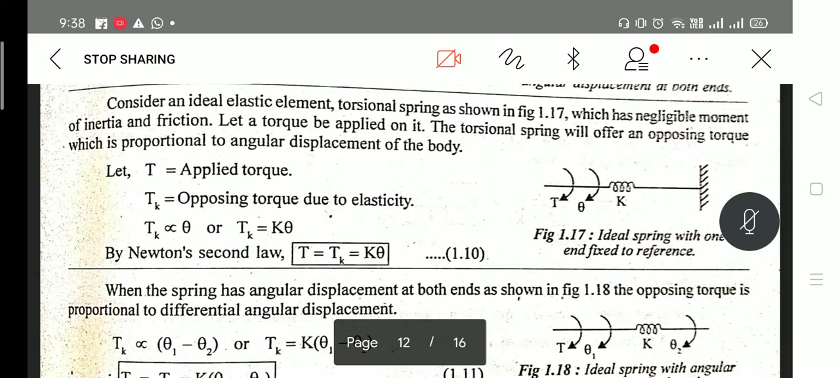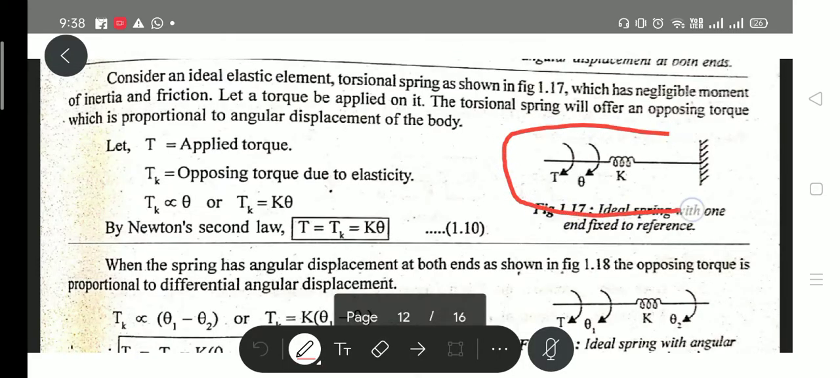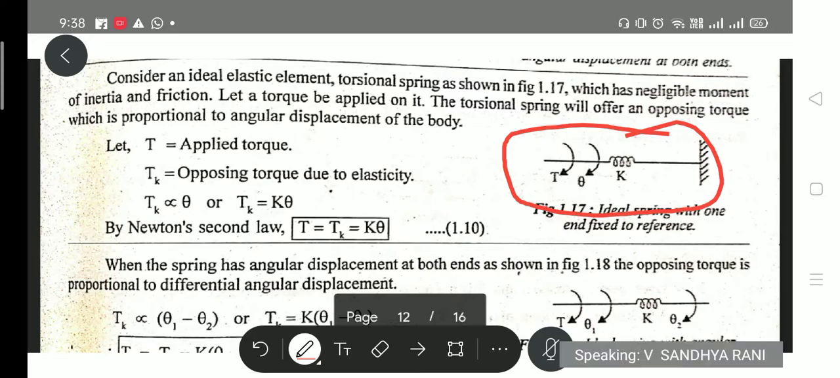Next one is the spring. How to represent the spring? The representation is the same: Tk is proportional to the angular displacement, that is theta. So Tk is equal to k into theta, right. Here k is the spring constant, the torque applied by the spring.